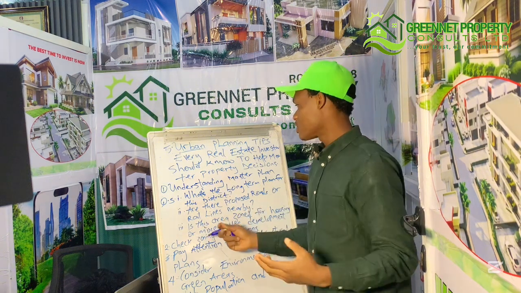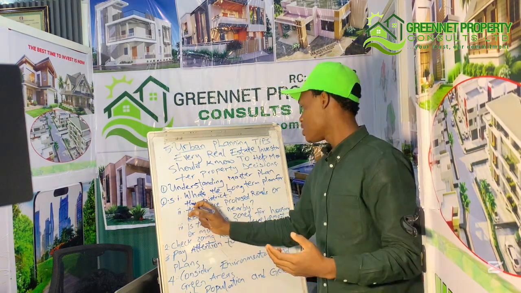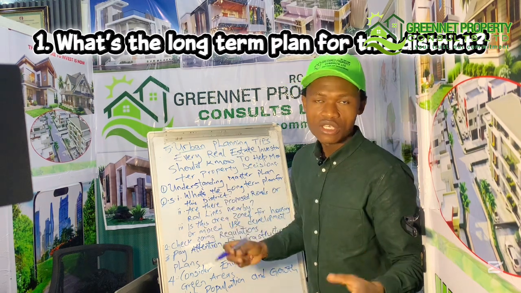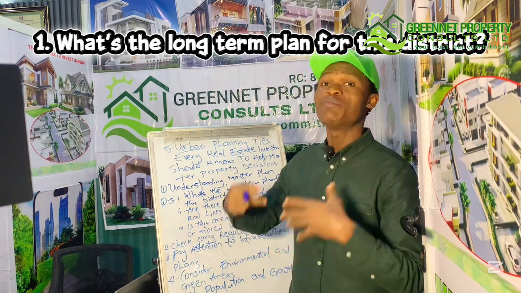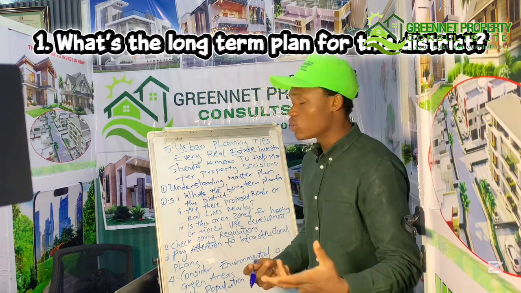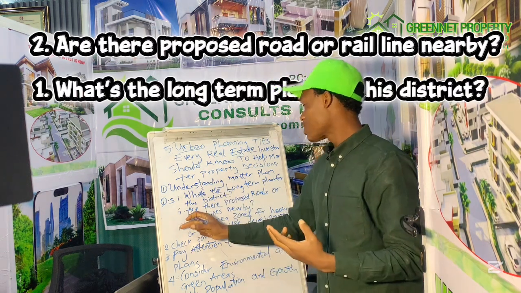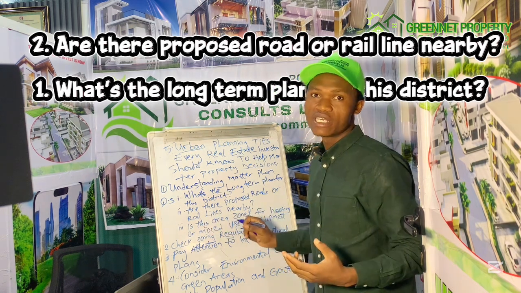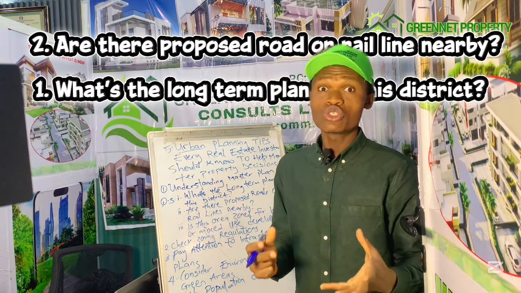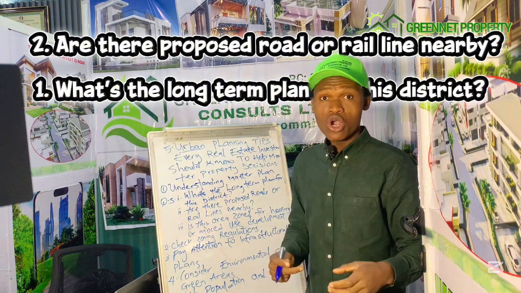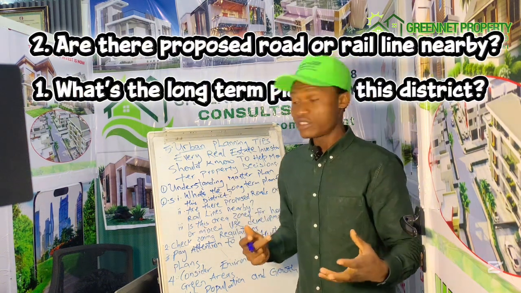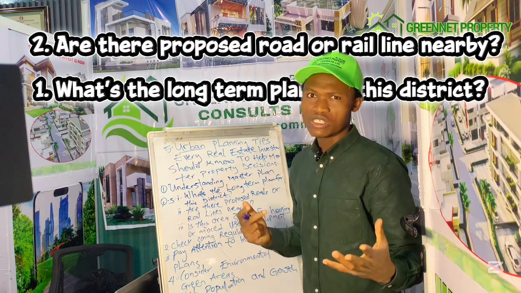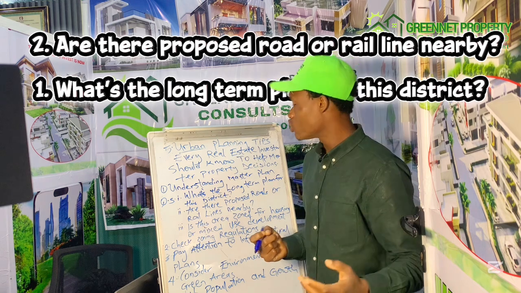You should ask questions like this. We look at the first question here. It says, what's the long-term plan for this district? Ask such questions to know the long-term plan for the district you're buying. The second question is this: are there proposed roads or rail lines nearby? You need to ask if there are proposed roads or a rail line around the place you want to buy, so that you will not get into conflict or lose your investment in the future.